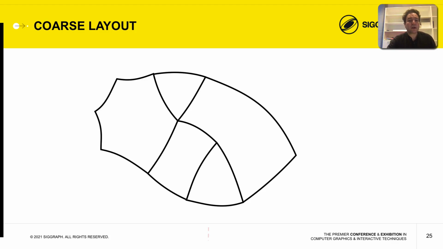Because we want our coarse layout to embed arbitrary feature lines and also to be aligned with the field, we need to be very permissive with its definition. We include, for example, both rectangular and non-rectangular shapes. For example, patches with 3 sides or patches with 6 sides. We also include T-junctions.